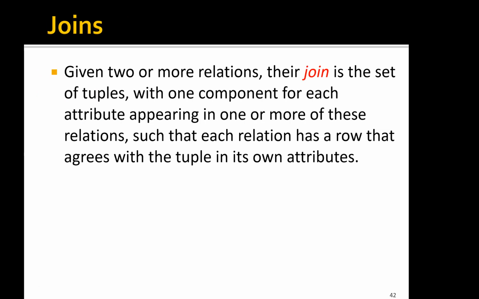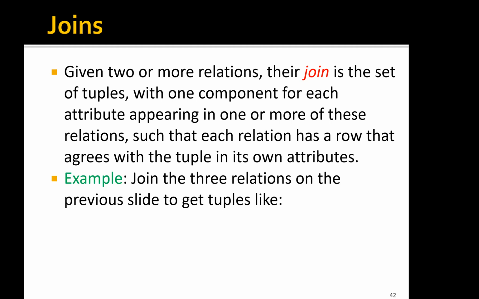Okay. Now, a key database operation is joining relations. And this is actually called the natural join. It's not the most general case, but it'll do for now. And the idea is, if you're given relations, you want to join them. Well, first of all, what you get is a set of tuples or rows, and the rows have the columns or components that correspond to all the attributes that appear in at least one of the given relations, and the requirement to be a tuple in the join result is that for each of the relations, there's a row that agrees with the output tuple in whatever attributes it has.